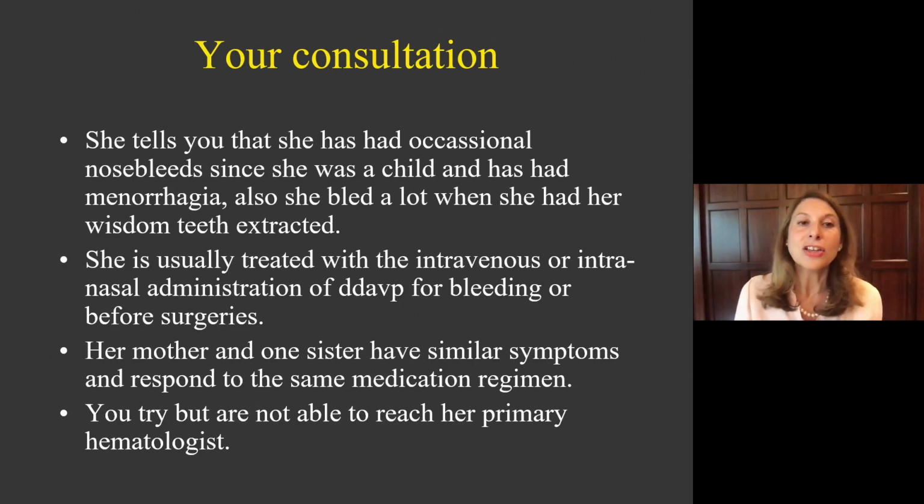You go and talk with her a bit so you can understand more about her condition. She tells you that she has had the occasional nosebleed since she was a child and that she had menorrhagia. She also bled a lot when she had her wisdom teeth extracted. She said she was diagnosed with von Willebrand disease and usually gets treated with intravenous or intranasal administration of DDAVP for bleeding or before any surgical procedures. Her mom and her sister have similar symptoms and respond to the same medication regimen. To get more information, you try to reach out to her primary hematologist, but you're unable at this time.